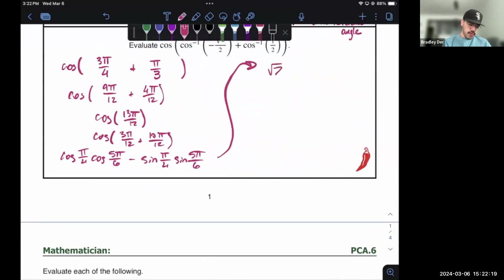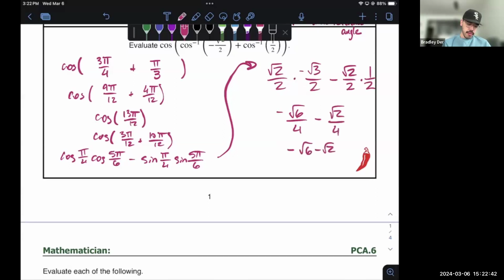Cosine of pi over 4 is √2 over 2. Cosine of 5 pi over 6 is -√3 over 2, minus the sine of 5 pi over 6. So -√6 over 4 minus √2 over 4. And then we'll combine that into a single fraction.